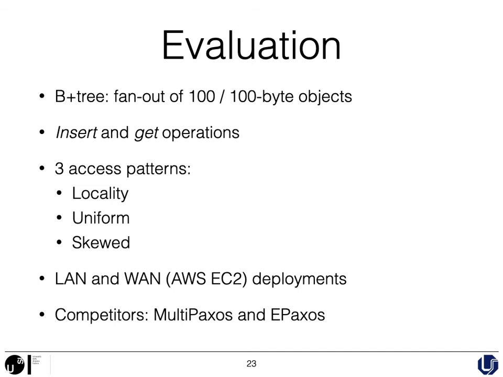Locality, where clients in a site access the same subset of objects more often. Uniform, where clients randomly pick any object of the system. And skewed, where every client in the system accesses more often the same subset of the objects.